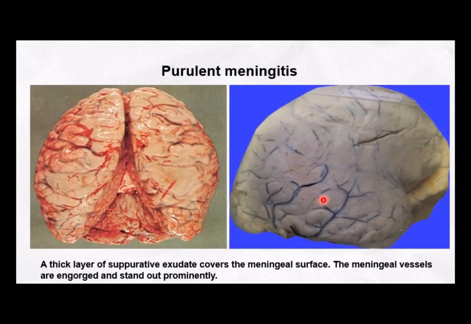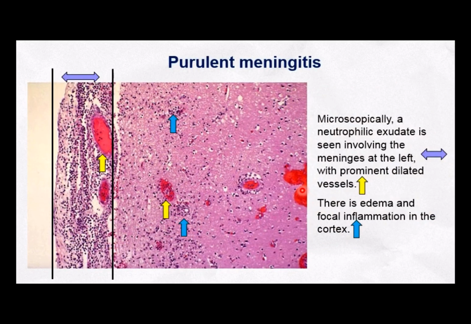The two gross specimens are purulent meningitis. A thick layer of suppurative exudate fills the subarachnoid space and covers the sulci and gyri, and meningeal vessels dilate and become hyperemic. Under the microscope, a neutrophilic exudate is seen involving the meninges at the left, and the blood vessels are dilated, and there is edema and focal inflammation in the cortex.